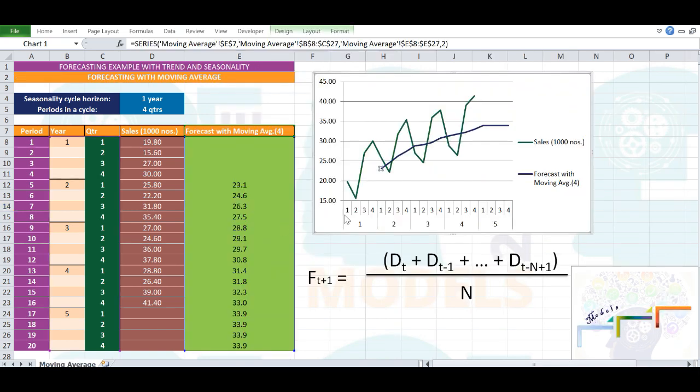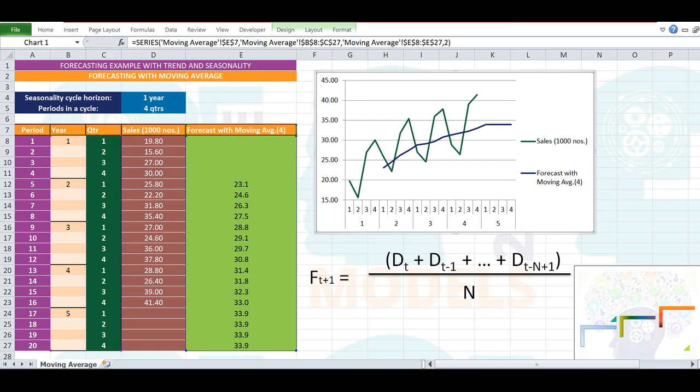Let us quickly revisit the moving average model, which we had detailed in the previous video titled Forecasting Models. Note that the moving average itself is increasing year on year, further confirming that demand is trending upwards.